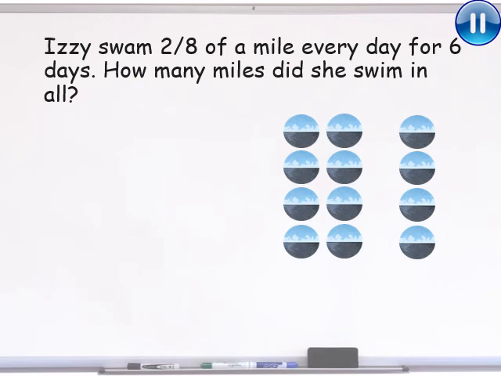Okay, Izzy swam 2/8 of a mile every day for 6 days. How many miles did she swim in all? Right, you're getting the hang of it now, so I'm not going to highlight the information that you need from the question. Away you go.